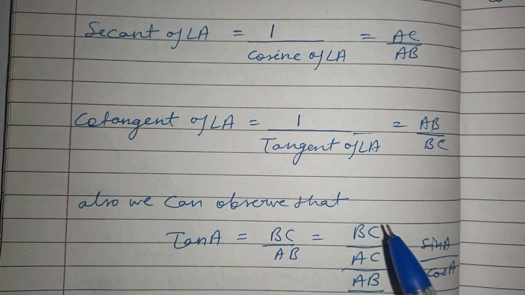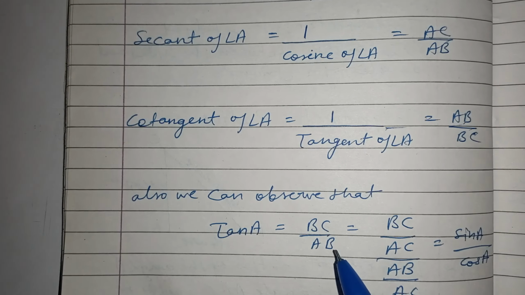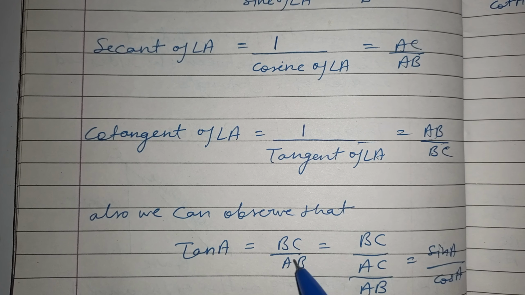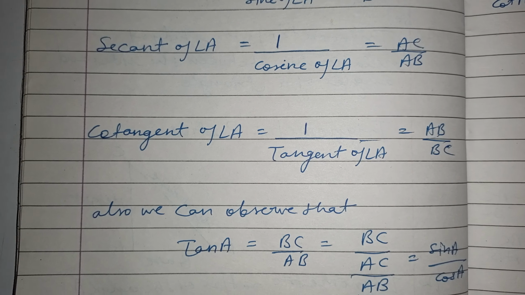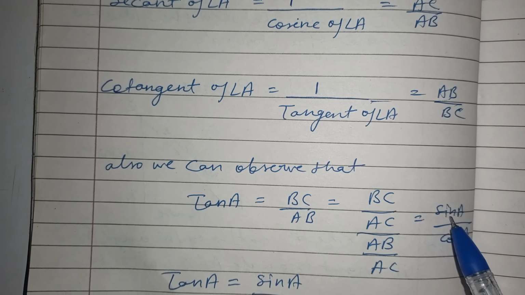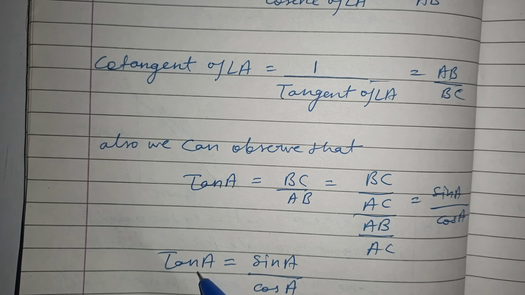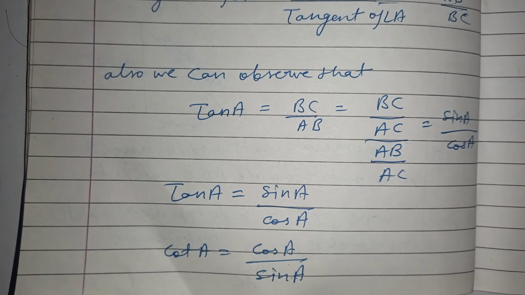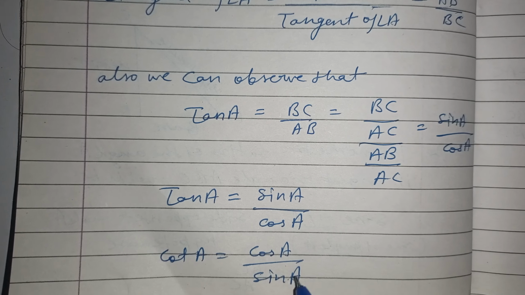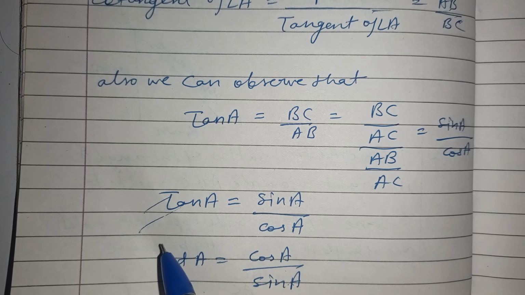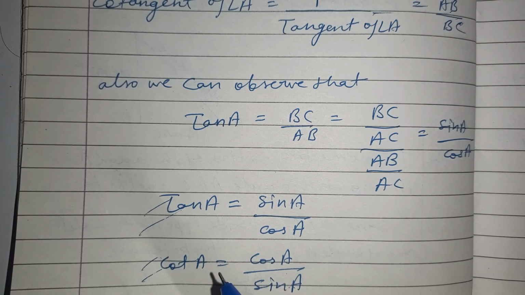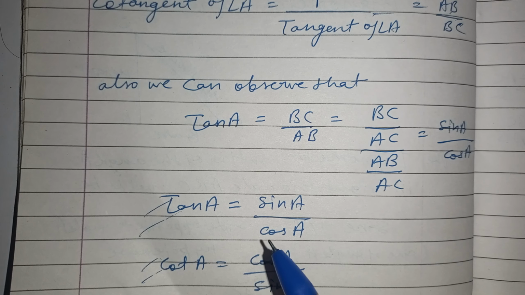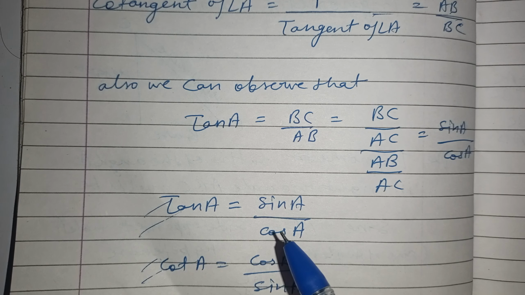Also we can observe that tan A is equal to BC upon AB. So let's divide BC by AC and AB by AC, which gives sin A upon cos A. So we can say tan A is equal to sin A upon cos A and cot A is equal to cos A upon sin A. These two important formulas will come again in the next chapter, so try to remember this.